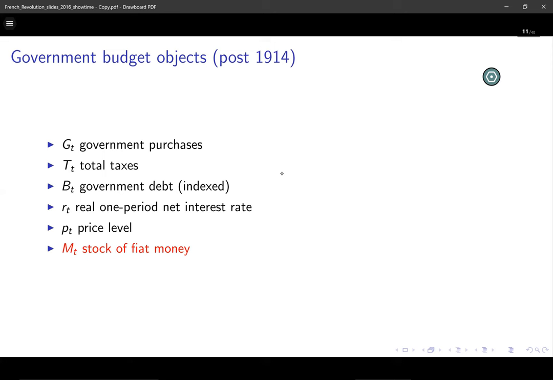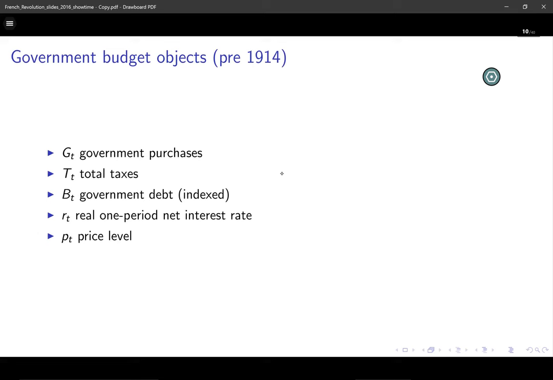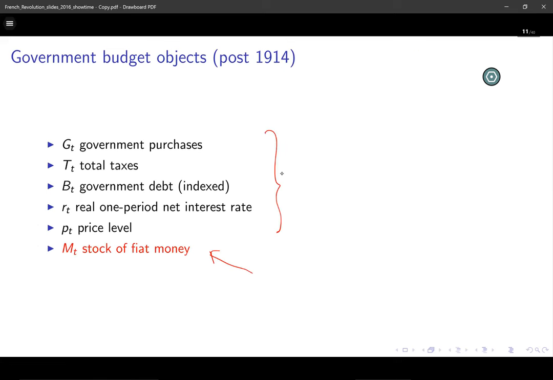After 1914, it's going to be exactly the same things. These are all the same things. But now MT is going to be in play, and that's going to be a stock of fiat money. So my vision is before 1914, we're basically on the gold standard. After 1914, it's a complicated story. We left the gold standard in various steps.